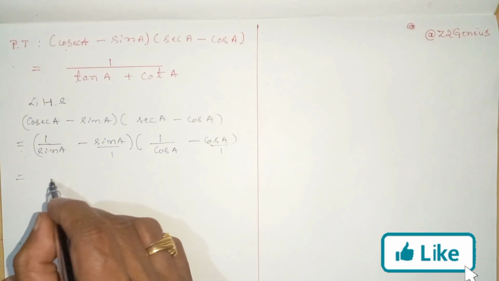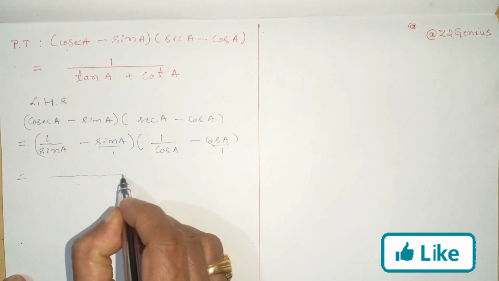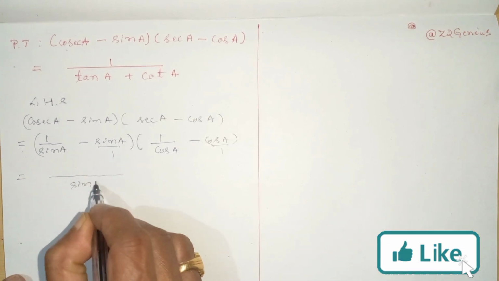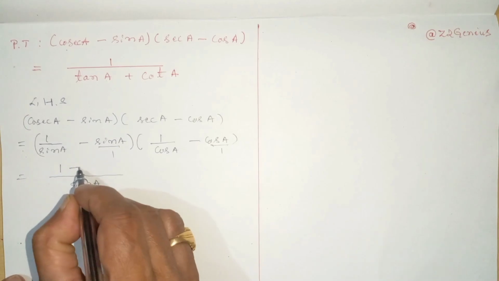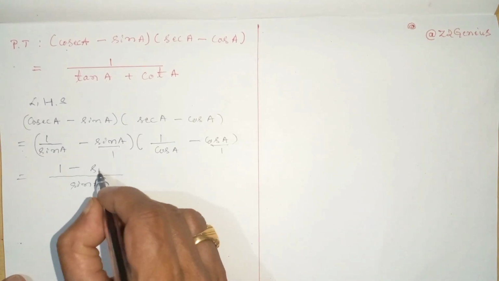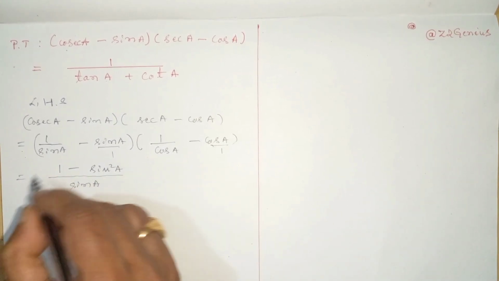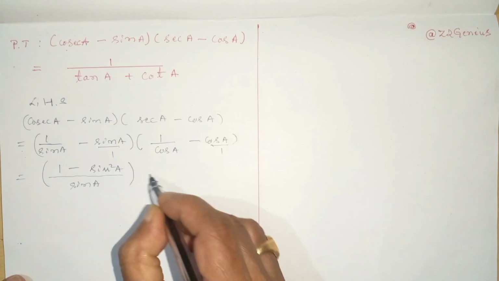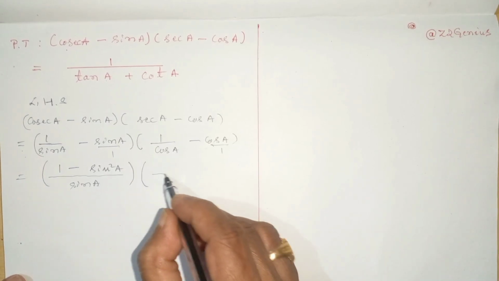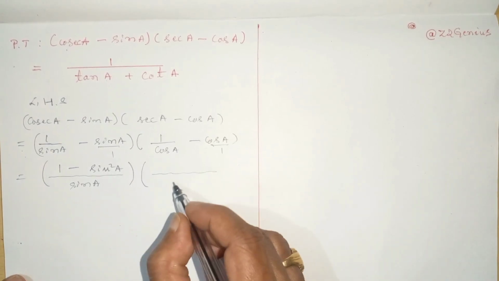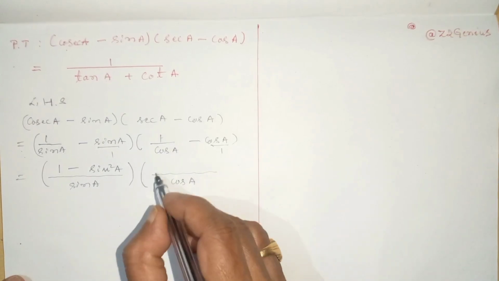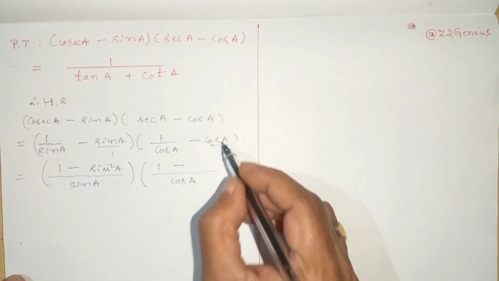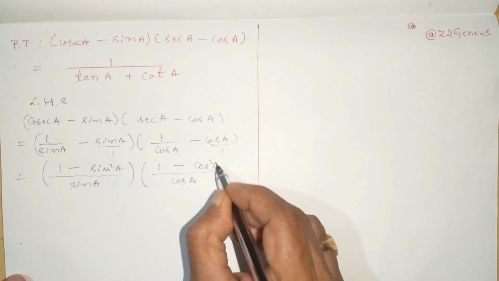I want to take the LCM. Which is the LCM? Sin A is the LCM. Here 1 into 1 is 1, minus sin A into sin A, sin square A. After that, here also take cos A as the LCM. 1 into 1 is 1, minus cos A into cos A, cos square A.